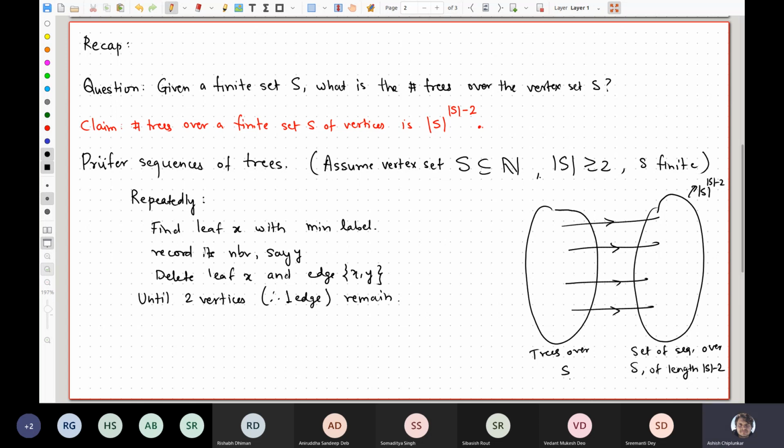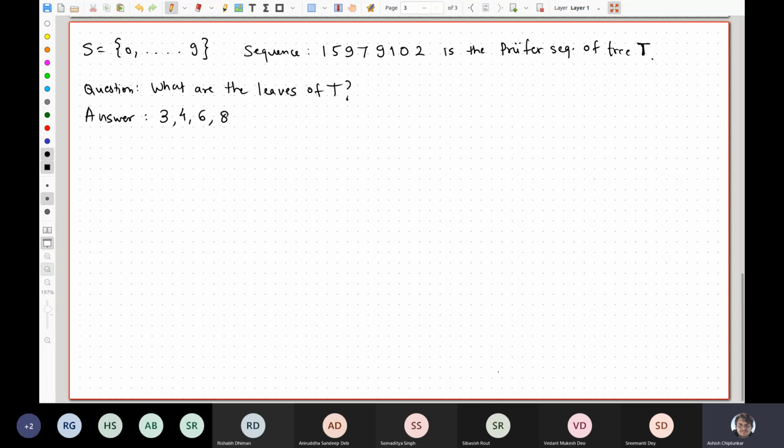Okay, so I hope all of you remember this context. Last time we also tried to construct the Prüfer sequence of a specific tree as an example. I think we finished that, and then the other question I asked is, let's say I give you a set S and a sequence of length size of S minus 2 over the set S, can you construct a tree whose Prüfer sequence is exactly this sequence?